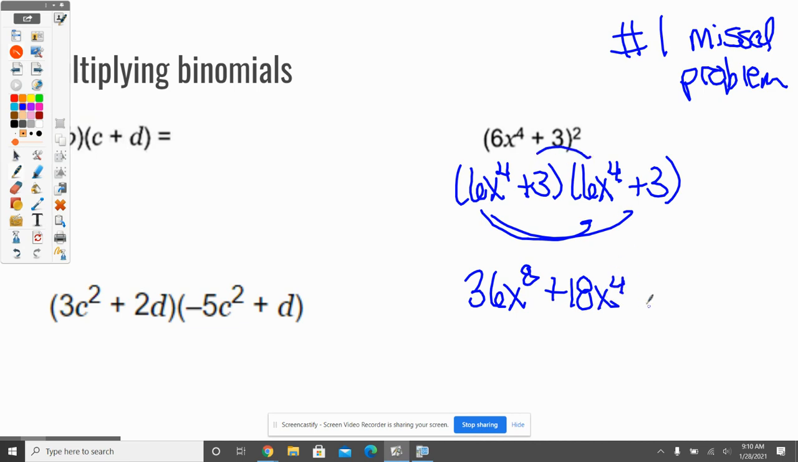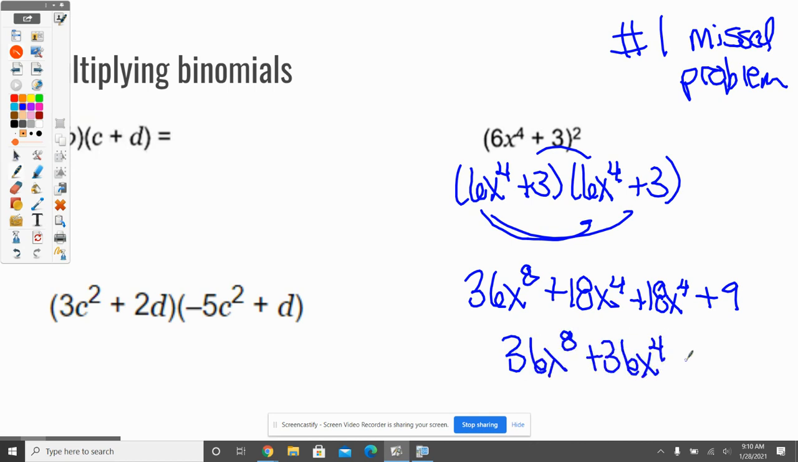Here's another 18x to the 4th, and that will always happen when you have it. This is called a binomial square. When you have a binomial and you square it, the O and I are always the same. And you get 36x to the 8th plus 36x to the 4th plus 9. So those are the like terms there.